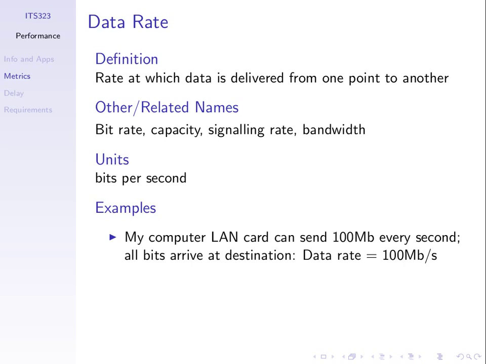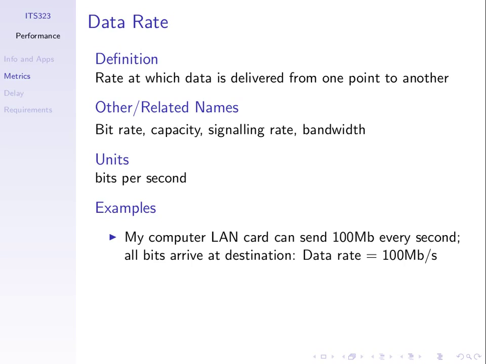Alright, the typical speed that you get when you plug the LAN cable into your computer is either 100 megabits per second, or if you're lucky, 1000 megabits per second, typically, depending on where you are and how old your device is.